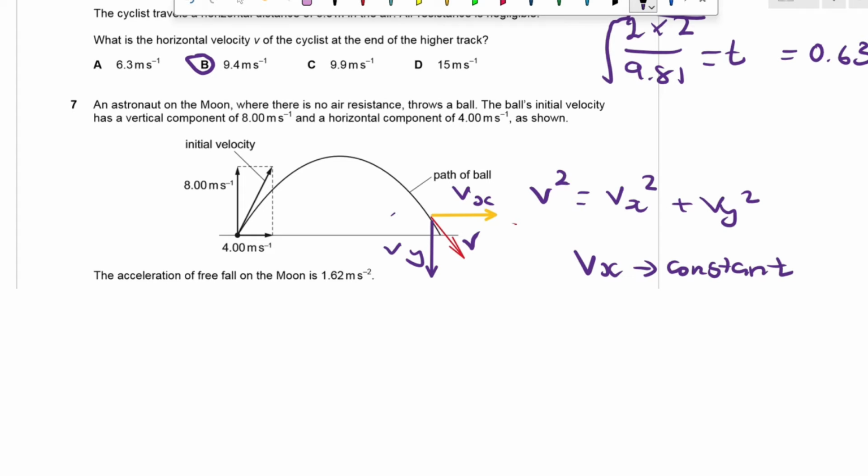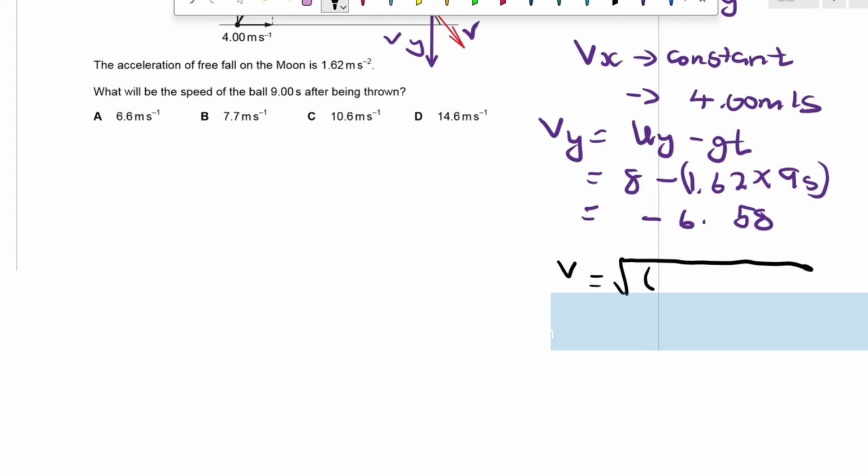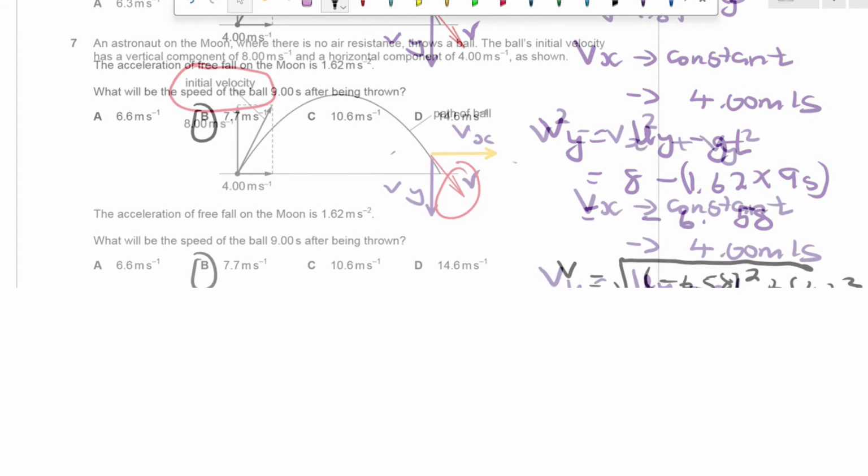If you calculate that, we're going to get a Vy of negative 6.58. Okay, so basically this is the velocity that is present when you're now going down. So for you to find V, it would just be the square root of negative 6.58 squared plus 4 squared. And then your V is going to be equivalent to 7.7 meters per second. Very important. So it's going to be 7.7 meters per second. Move on to the next question.